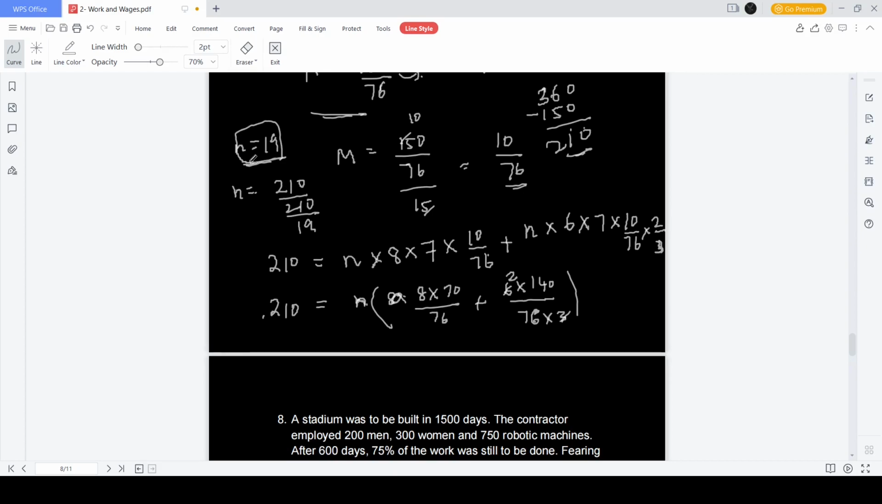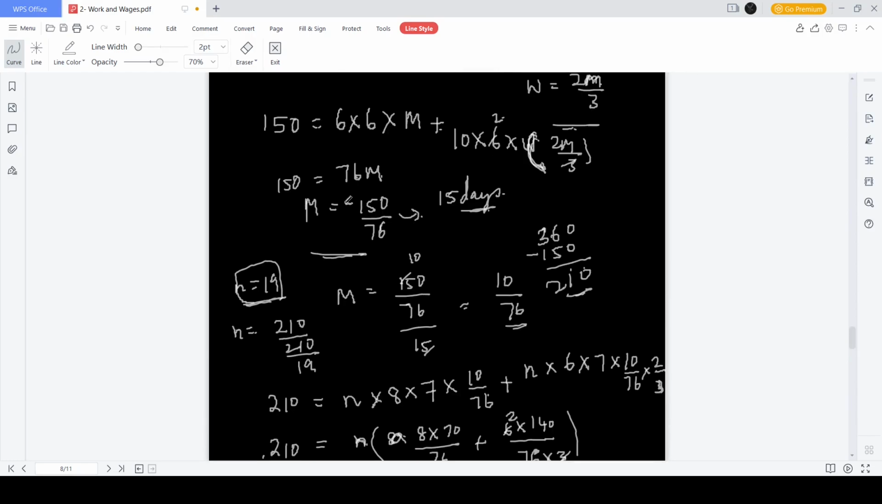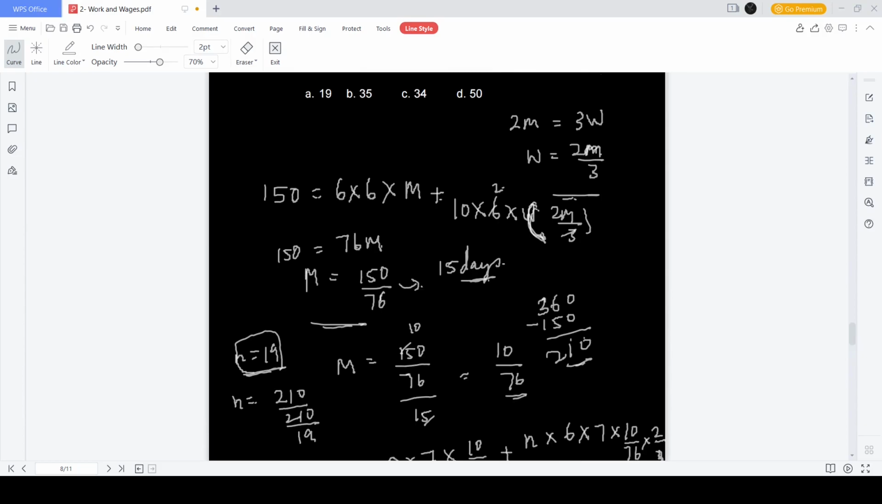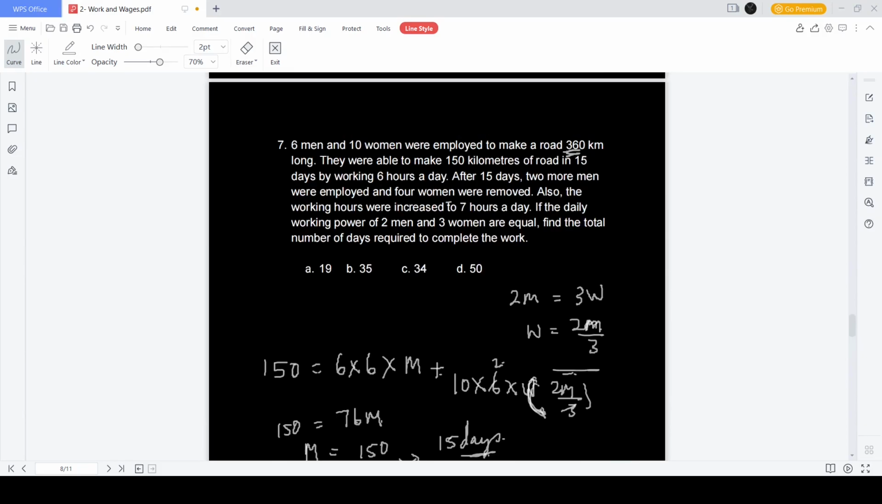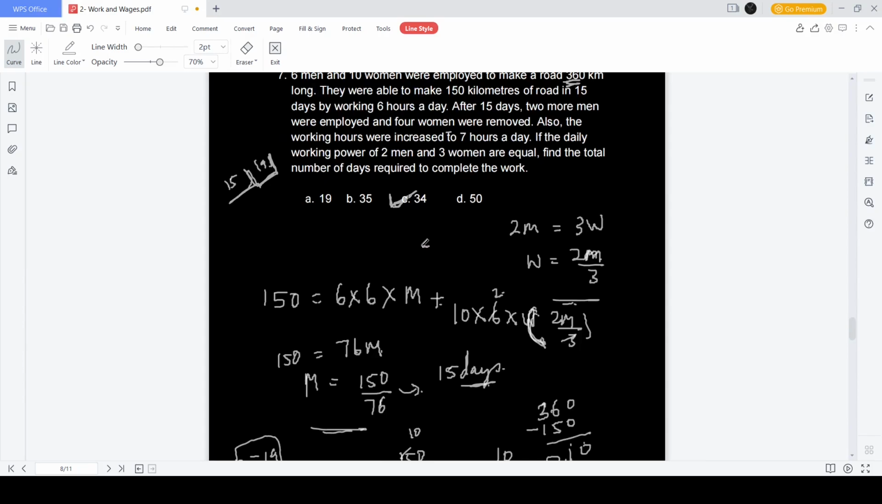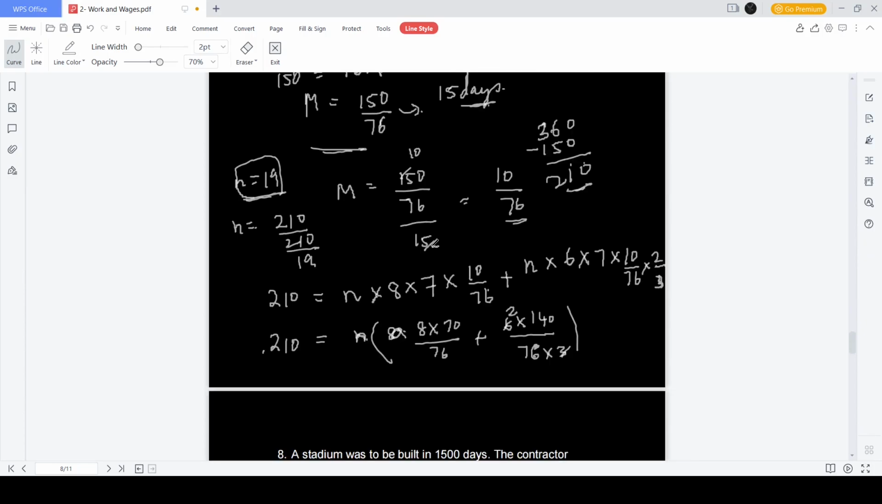Fine. Basically, it takes 19 days to complete the remaining part of the road, that is 210 kilometers. So the first part took 15 days, the second part took 19 days, so it takes a total of 34 days to complete. This was a bit tricky.